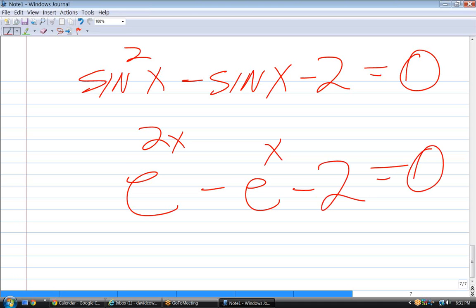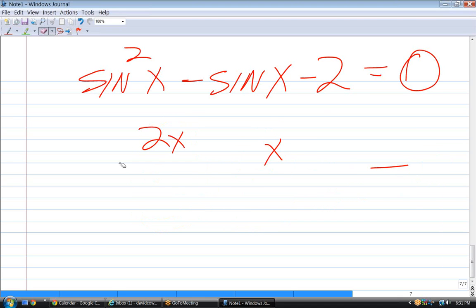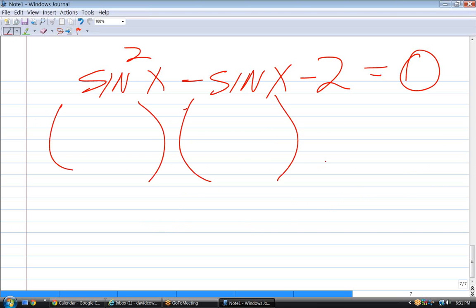So all you need for a quadratic is for this term to be the square of this term. Notice that sine squared is the square of sine. E to the 2x is the square of e to the x. That's e to the x times e to the x. Okay? So quadratics are not limited to just polynomials in x. So how would I factor this? Since it's a quadratic, we know we're going to have to factor it.